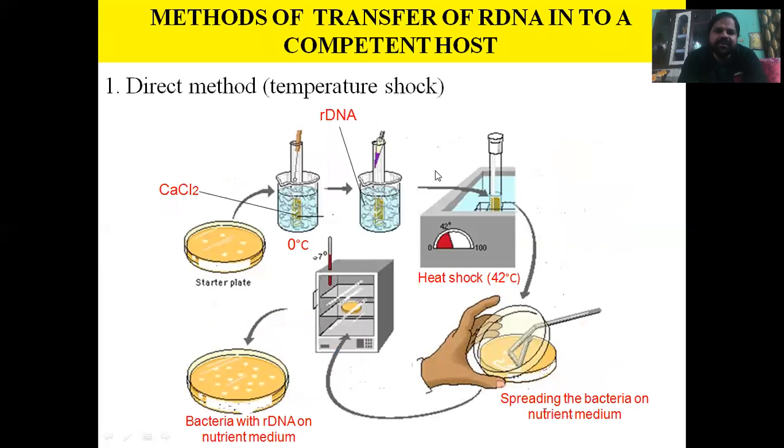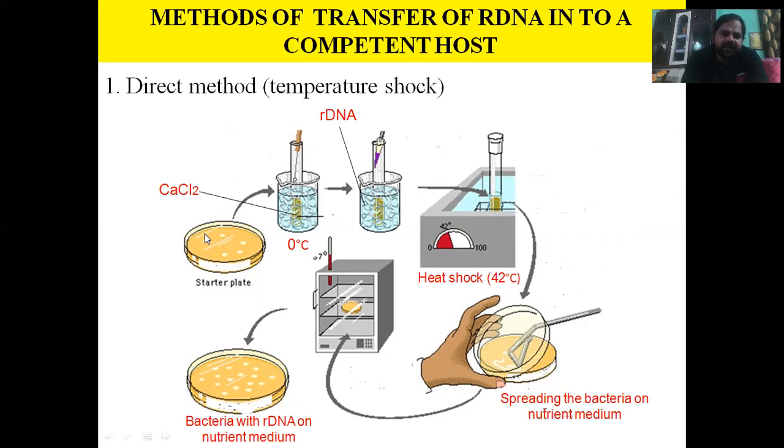Now we will see different methods of transfer of recombinant DNA into the compatible host. So we utilize different methods to transfer this recombinant DNA in different hosts. The first method is the direct method, or temperature shock. This method has been employed to transfer the plasmid in bacterial cells.